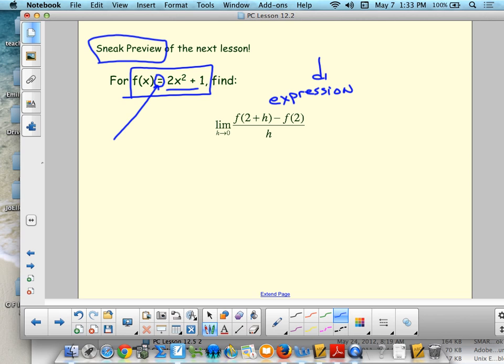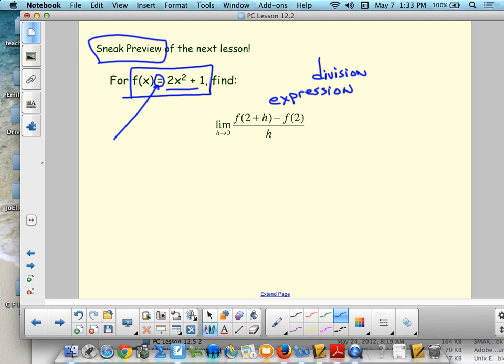This is division. You will take all of this on top, divide by h. That's what you're going to do. And by the way, you will do this today, tomorrow. You will do it Monday, Tuesday, Wednesday, and you will do it on the quiz next Friday. So you've got to get good at this.